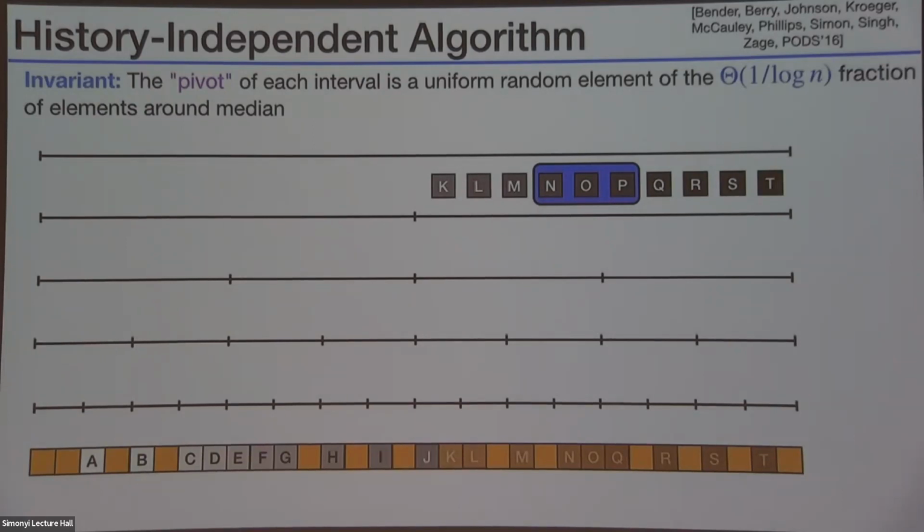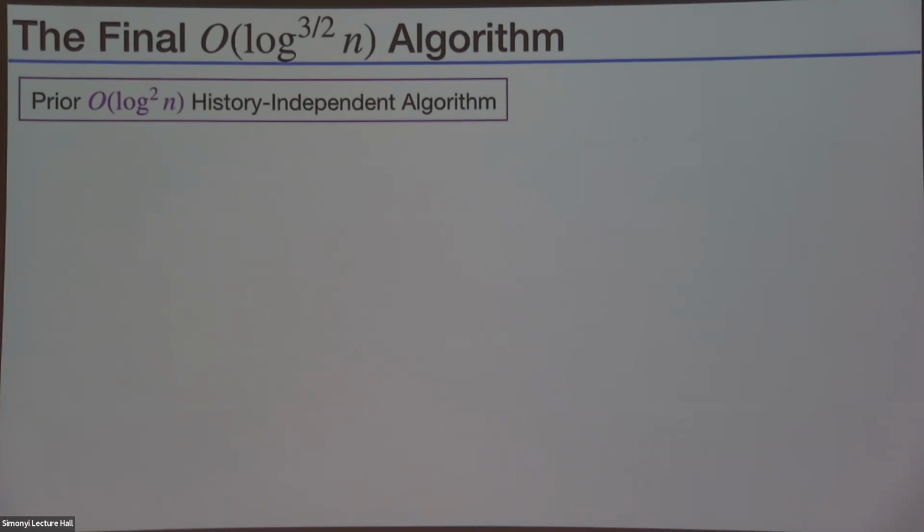Okay, so this is how the log squared n history independent algorithm works. And now we just kind of need to integrate all the pieces together into the final algorithm. So let me list all of the ingredients that you've already heard. One of them is, of course, the history independent log squared n algorithm.